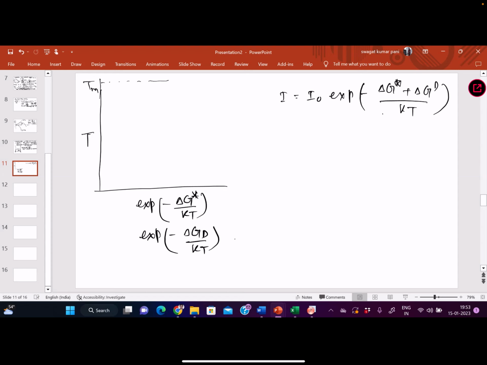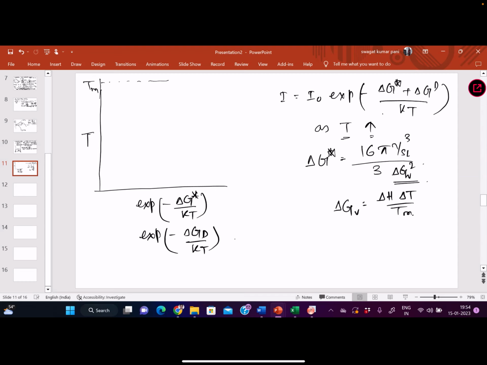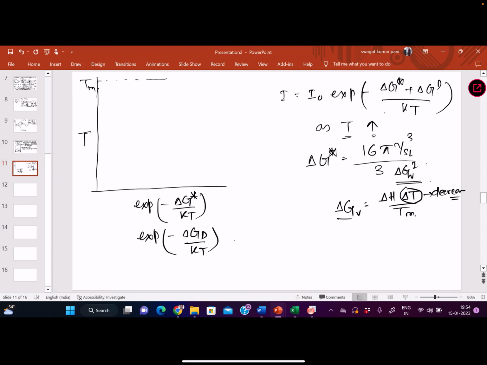So how will delta G star vary with temperature? As temperature goes up, what is the expression for delta G star? 16 pi gamma SL cube by 3 delta GV square. So here, where is the temperature factor? That is here. Delta GV we know, delta S delta T by TM. So if temperature increases, what will happen? This delta T will decrease. So delta GV will decrease. And if delta GV decreases, here it is in the denominator, so this will increase. See the relation, how it is connected.